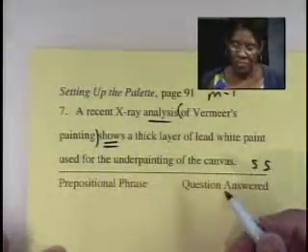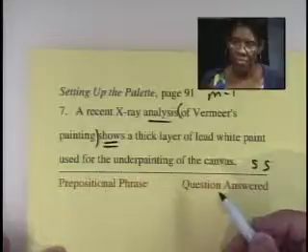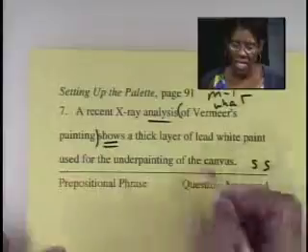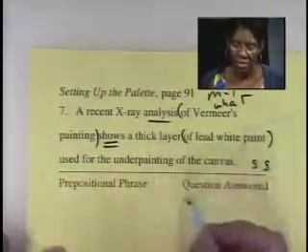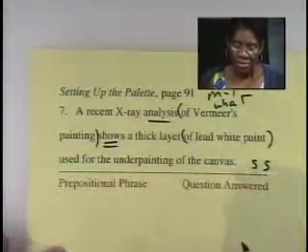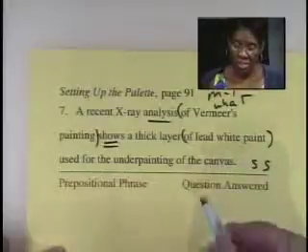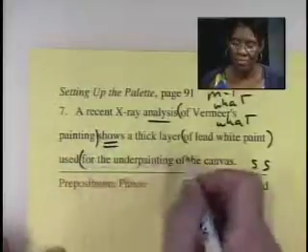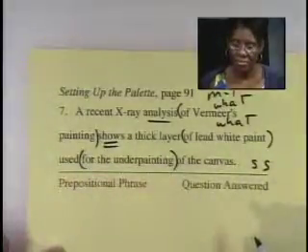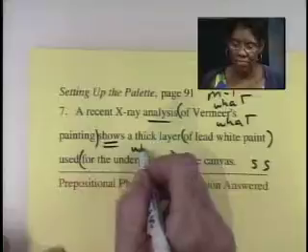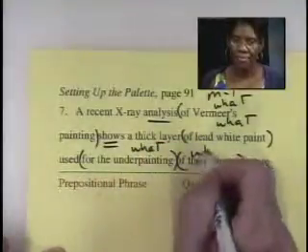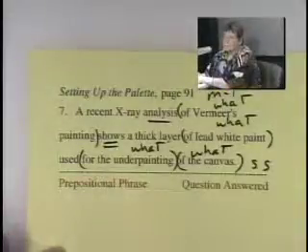So let's back that up. A recent X-ray analysis of Vermeer's painting answers what? What? And then? Of lead white paint. Shows a thick layer of lead white paint. And that answers? What? And then? For the underpainting. Used for the underpainting. And that answers? What? And then? Of the canvas. And that answers? What? Yes. Anybody a question? Any confusion on that?